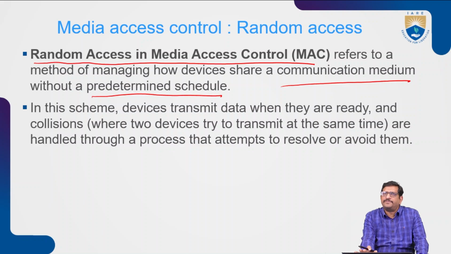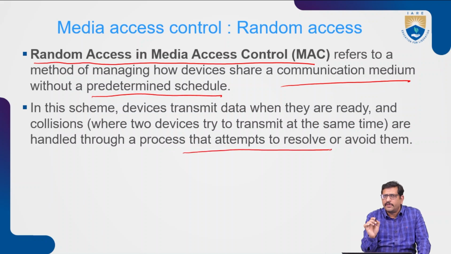In this technique, the devices connected over the network transmit the data safely when they are ready. That means collisions or any data losses will be resolved. Whenever two devices try to transmit at the same time, it is handled through a process that attempts to resolve or avoid these collisions. This is about random access in the MAC.